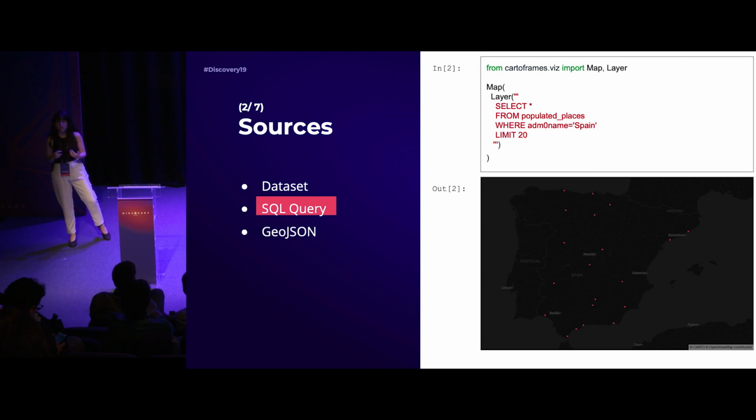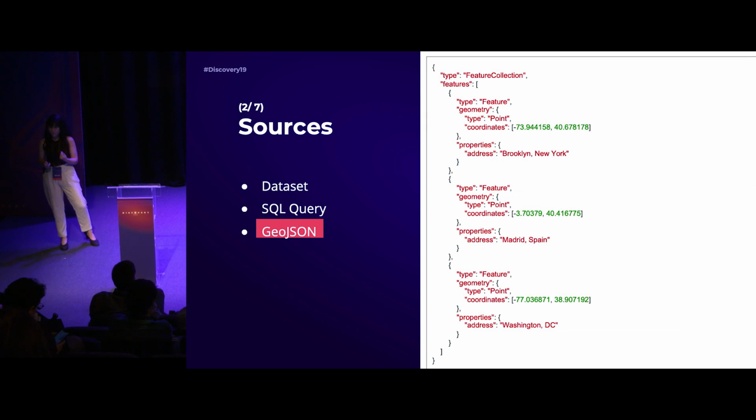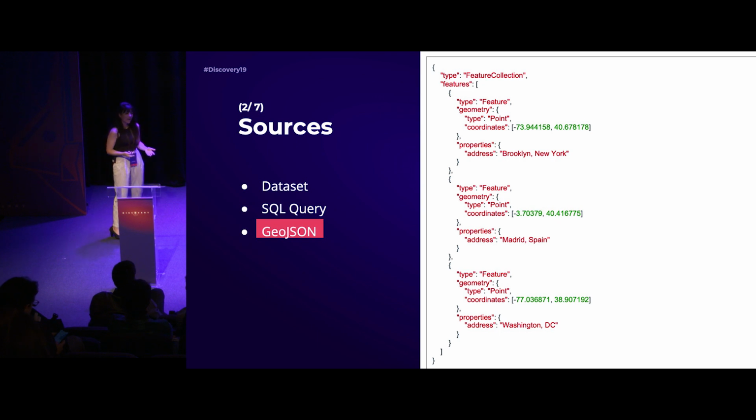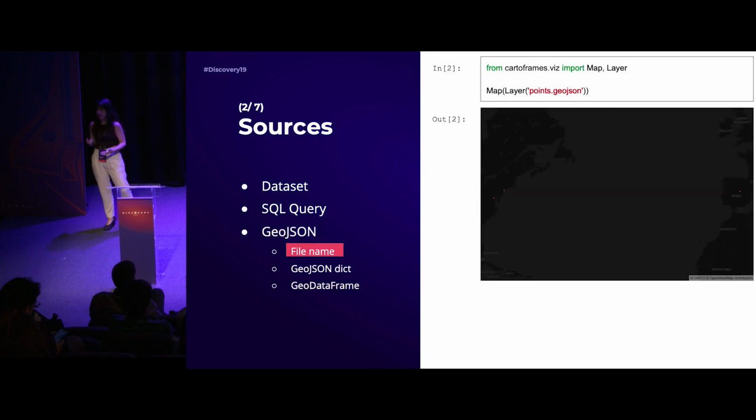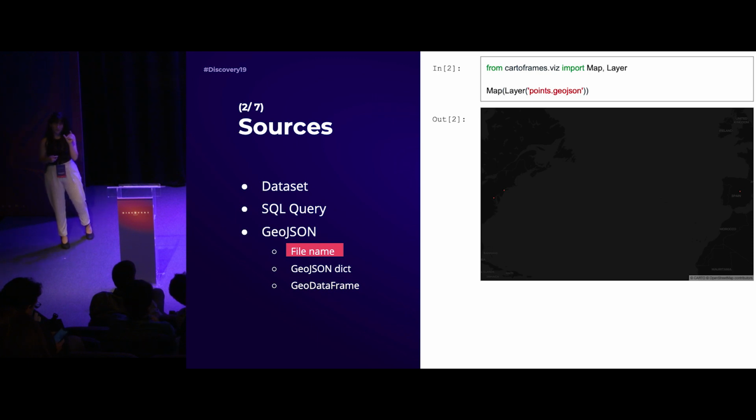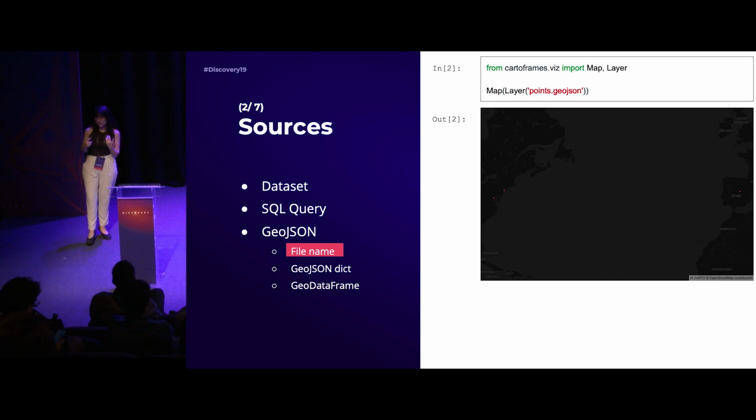But if we want to apply a query to this dataset, then what we're going to have is an SQL query source. But now imagine that you have a GeoJSON stored in a file, and you want to load it. We also allow that, but for that you have to set the path of your file and also the extension, in this case GeoJSON, because what CARTOframes is doing when you're passing a string to the source is detecting which kind of source it is, so you don't have to deal with that.